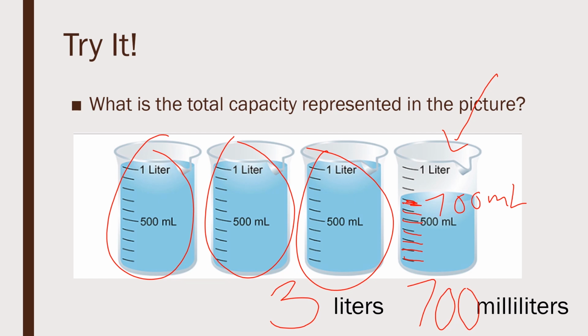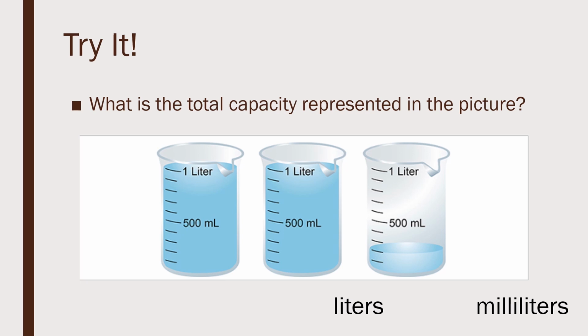Before we move on to the next one, think to yourself, how many more milliliters do we need to get to 4 liters? How do you know? So if we're at 700, if I add another 100, 200, 300 milliliters, would bring us to another liter. Awesome job. Let's move on.